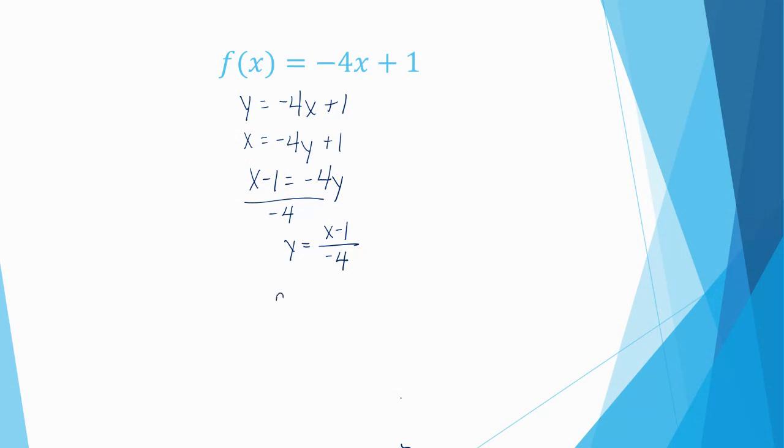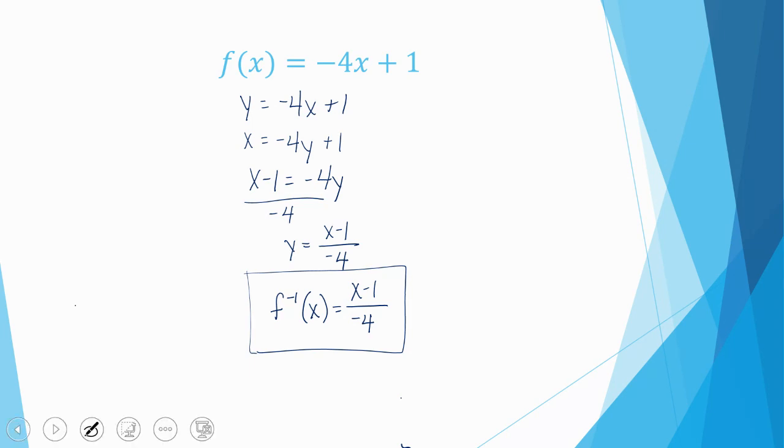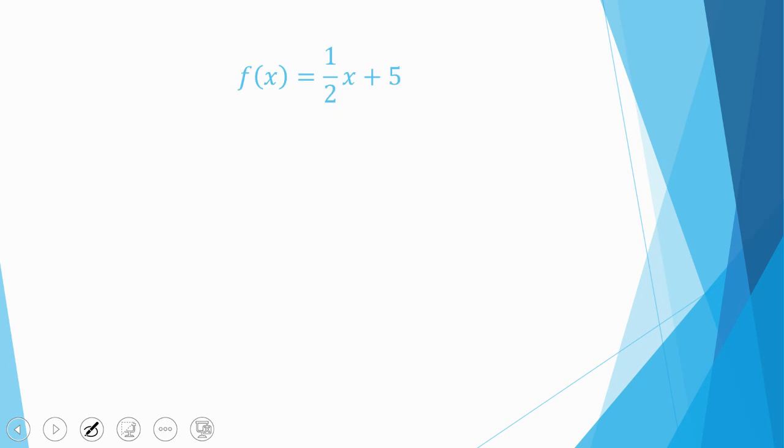Don't forget that last step of renaming this new function as the inverse of the old one by saying f negative 1 of x is equal to x minus 1 over negative 4, okay? Don't forget that last step. It's really important to name your functions correctly, and we want to show that this one is an inverse of what we started with, so we need to name it f negative 1 to show that it's the inverse of f of x.